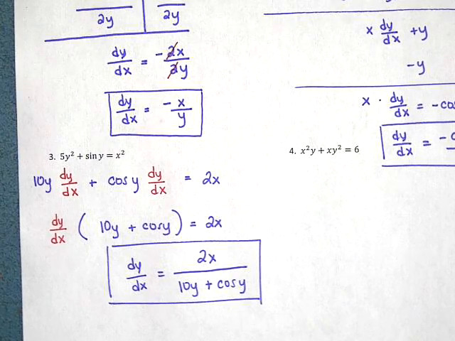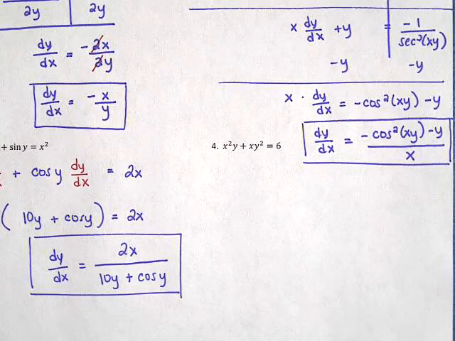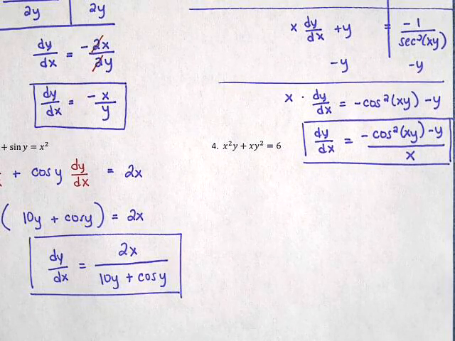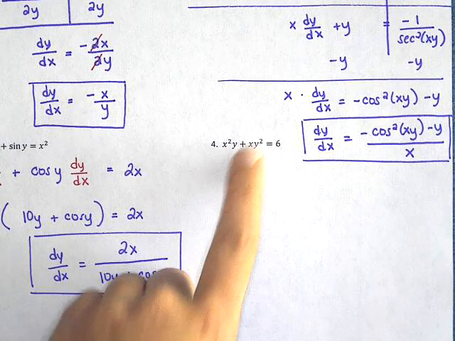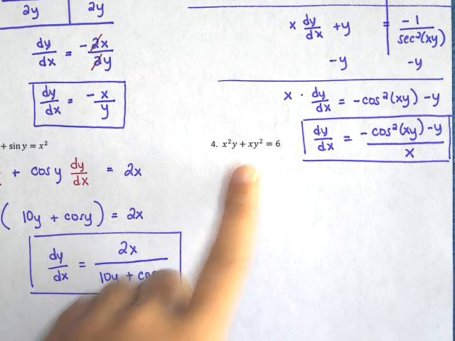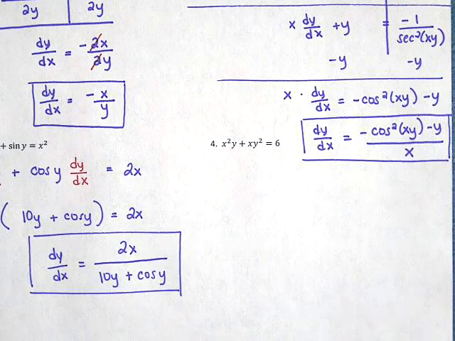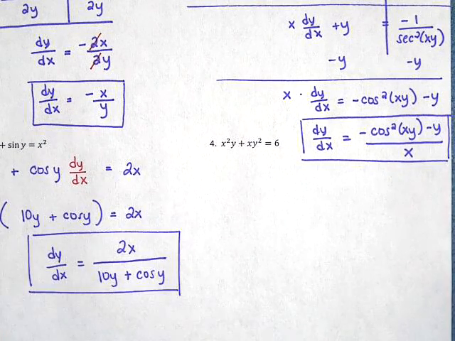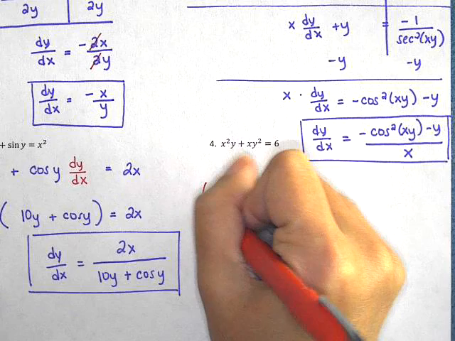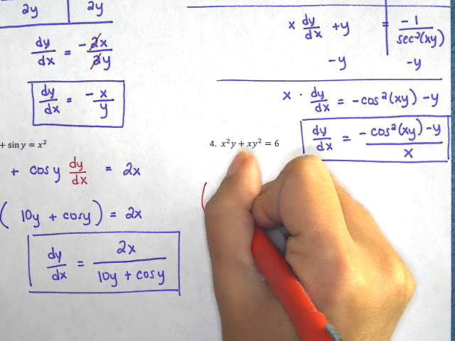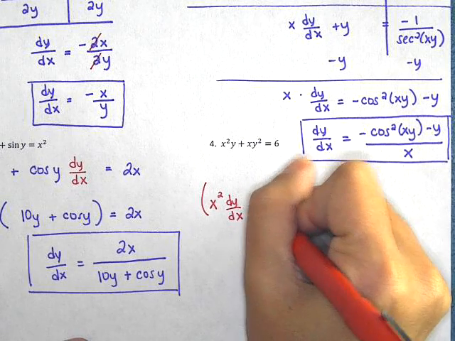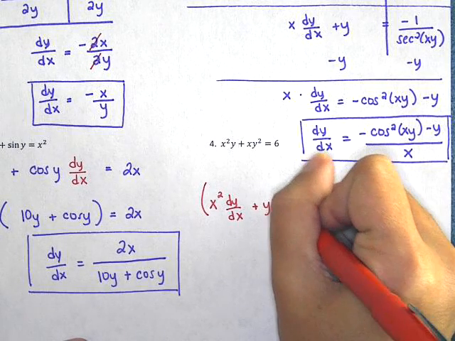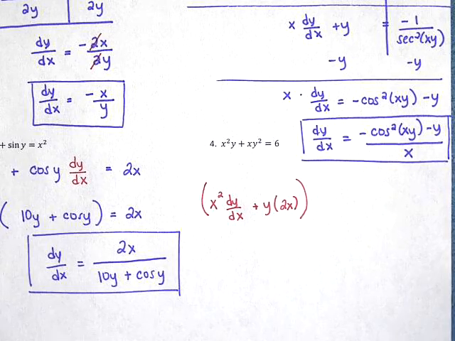Now we saved the best for last. So this one is going to be pretty complicated, and here's why. Take a very close look at the problem. Do you notice that there's a product here and a product here? So we're going to have to do product rule twice. The first product rule, and I'm going to do this in two different colors, would be copy the x squared, derivative of y, so dy over dx, plus copy the y, derivative of x squared is 2x.